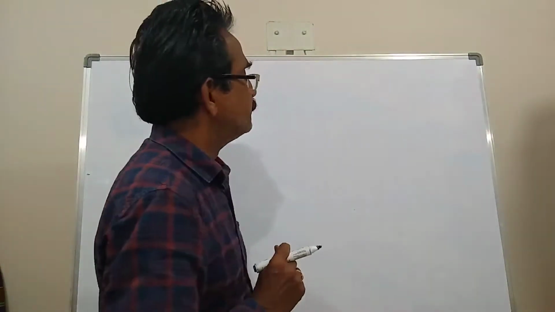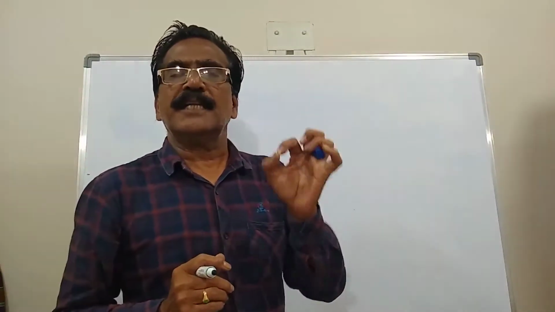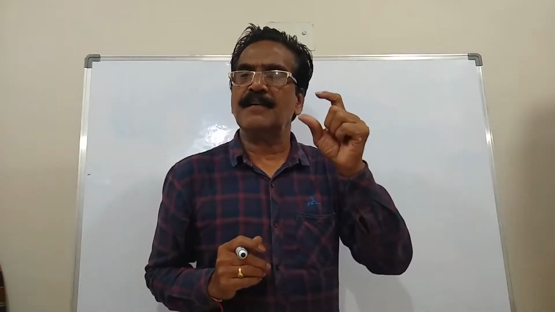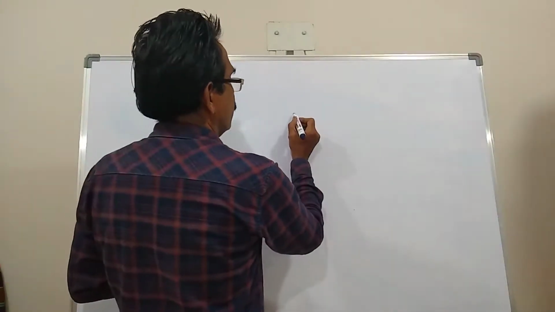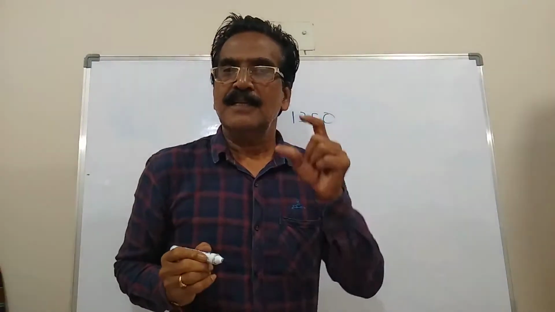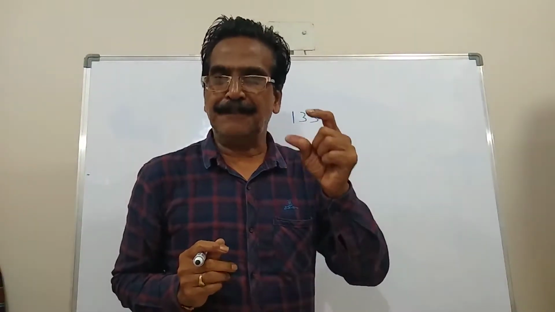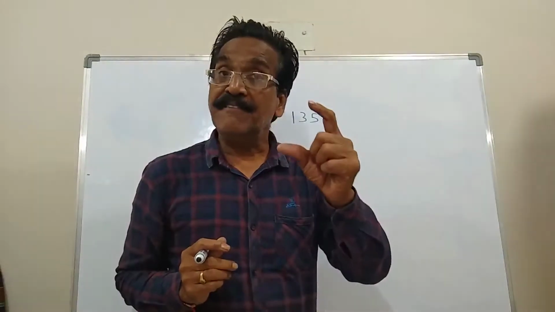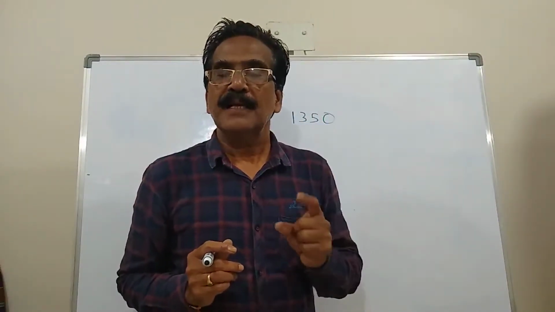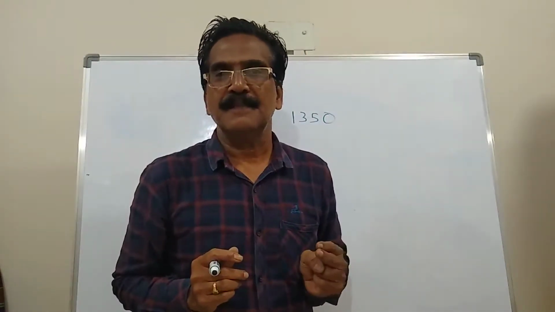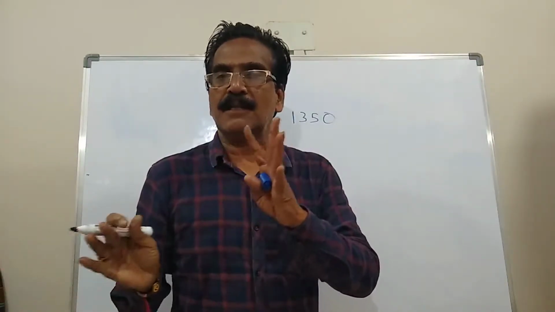See, the first question is: 1350 persons are traveling in a train. These 1350 persons consist of soldiers, captains and vice captains. For every 15 soldiers, there is one captain and there are two vice captains. How many vice captains are there in the train?